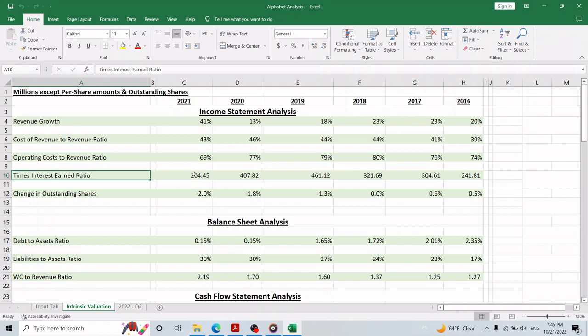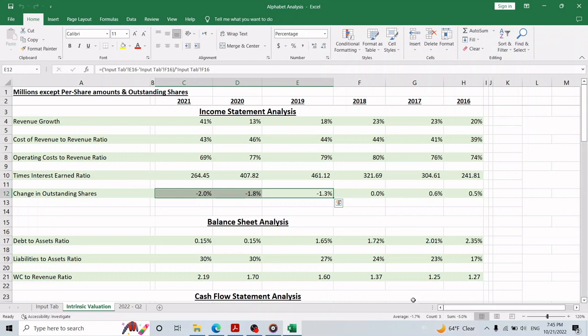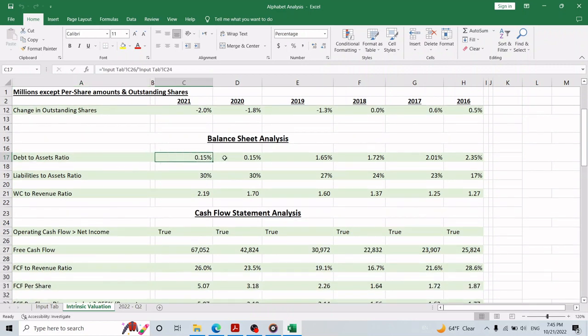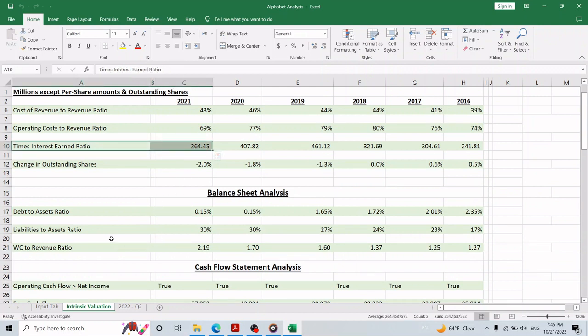Times interest earned ratio is basically telling us how many times the interest expense the company is making in earnings. And we have 264 times, which tells us that the company can service their debt very easily, so we don't have to worry about them. Changing outstanding shares is very interesting for the past 3 years, because every year it's going down. That means they have a new policy from 2019 to buy back their shares, and on average, they are buying back 1.7% per year. Looking at the balance sheet, their debt is almost non-existent, it's less than 1%, which might explain the high times interest earned ratio, because their debt is almost nothing.